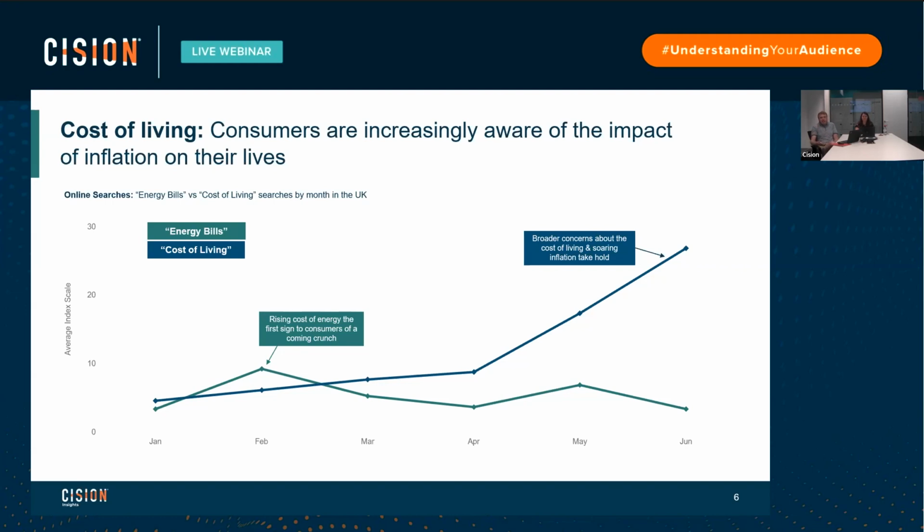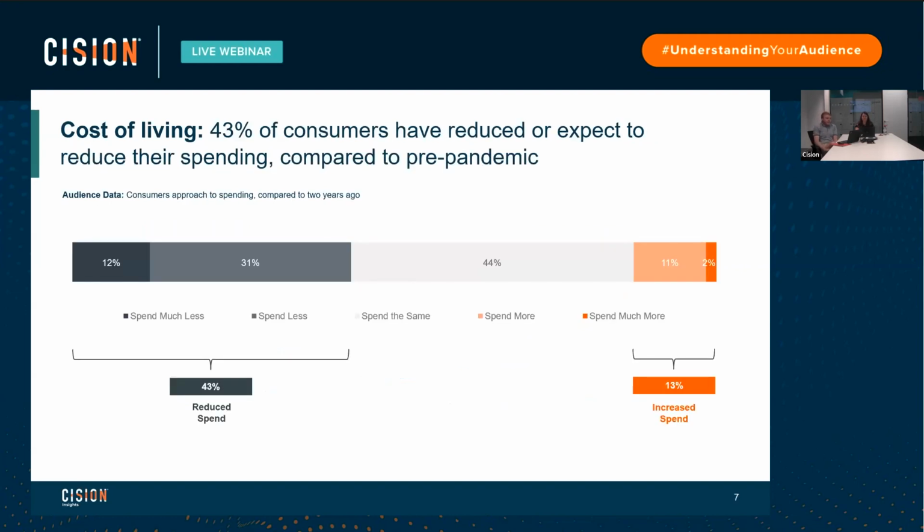If we move on to the next slide, then we can look at some more specific data, this time audience research data, that looks at people's general attitude towards the issue. So this is audience data, which is showing us that actually 43% of consumers say that they already have reduced or expect to reduce their spending compared to pre-pandemic. So you see a really sharp divide here, 43% reducing or expecting to reduce, and just 13% on the other end saying that they're increasing or expecting to increase their spend.